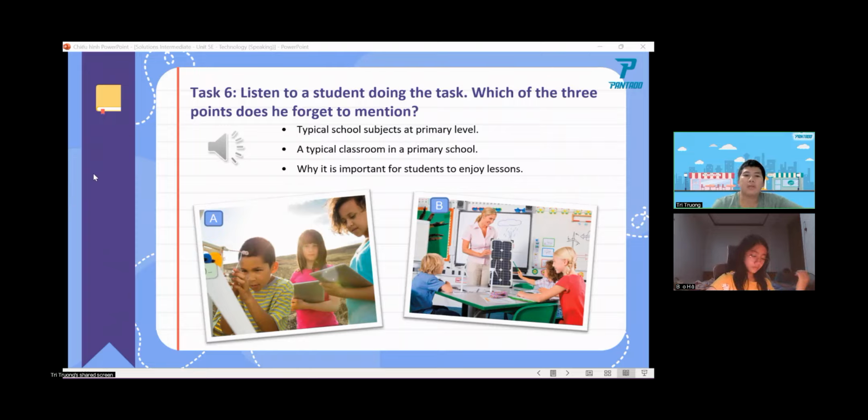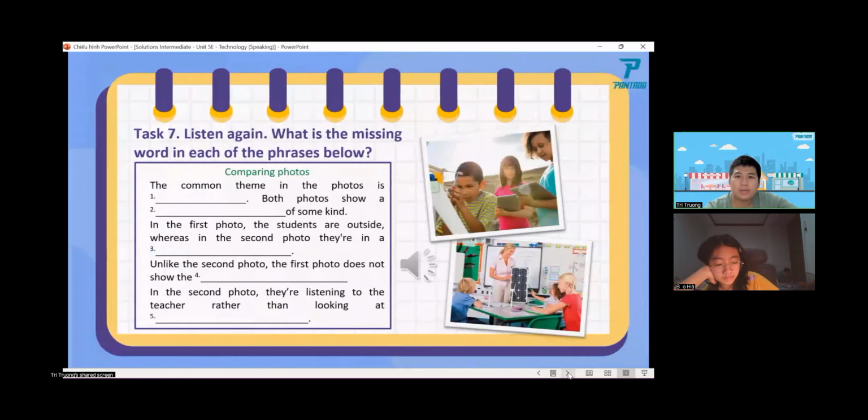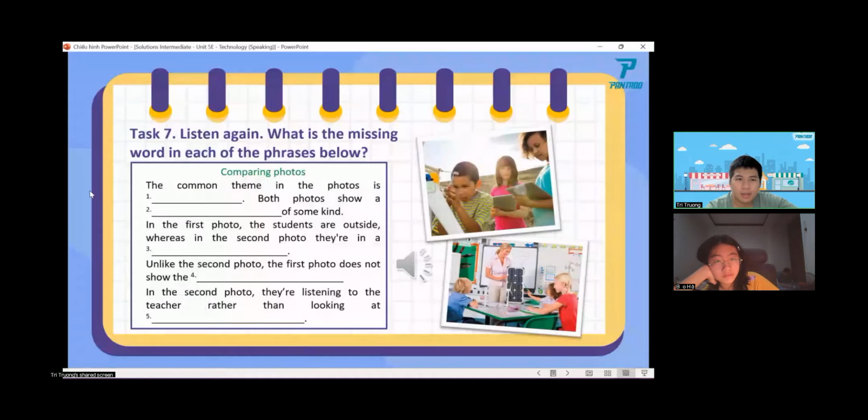So, what is the answer? Is the first one. A typical school subject at primary level. So let's check. Okay, you are correct. He had mentioned what the primary school looks like and why it's important to enjoy lessons. Okay, listen again. I think that today's lesson should be listening, not speaking. Yes. Listening provides you many exercises for you to speak.